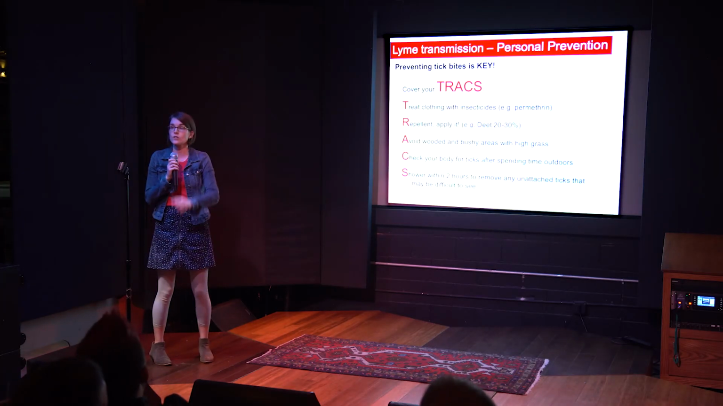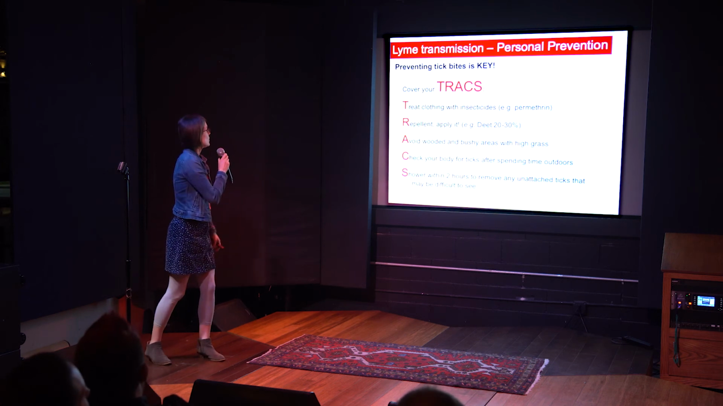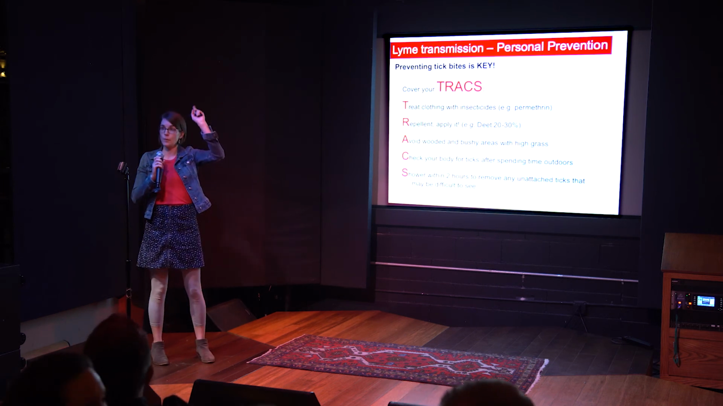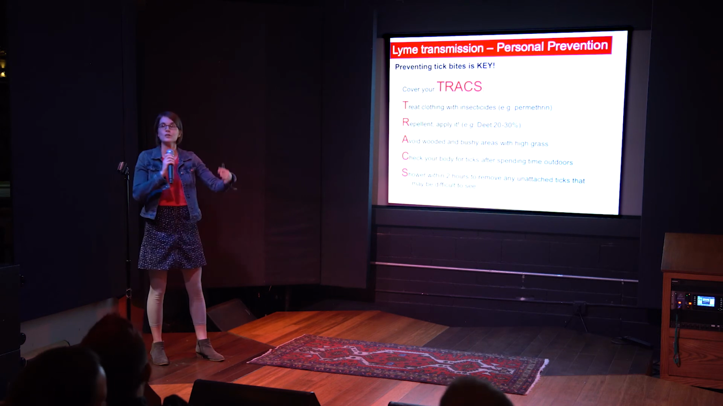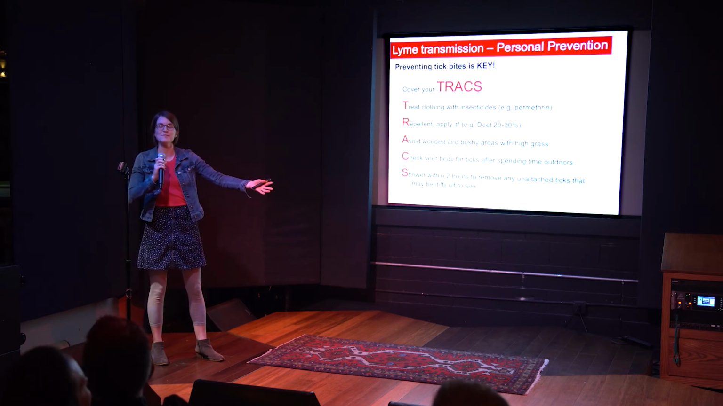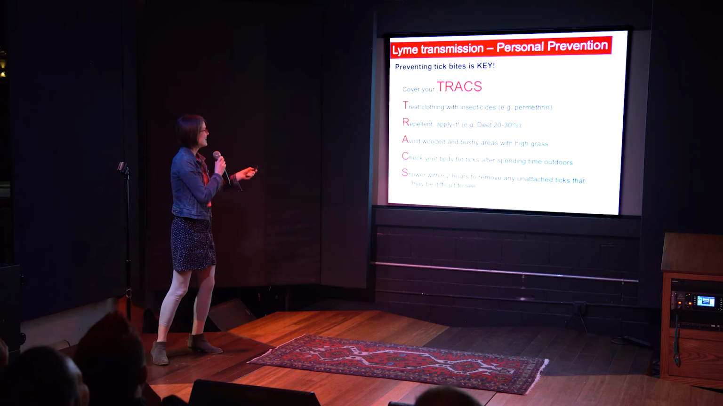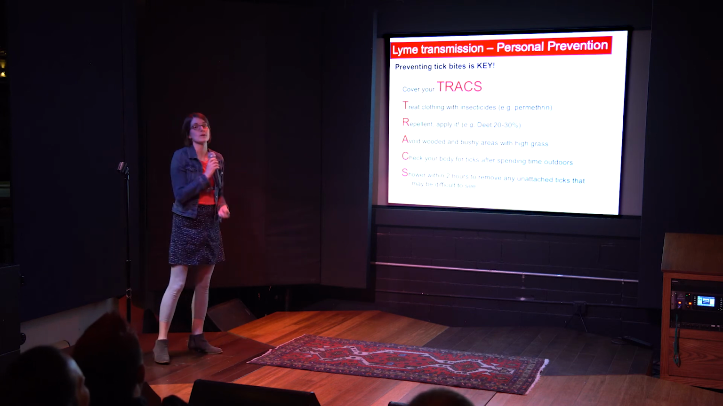All right, let's talk about how to protect yourself from ticks. So, preventing tick bites, number one step: the thing to do is to cover your tracks, which is an acronym I made up today, so feedback welcome. All right, so what you need to do, treat your clothing with insecticides. This is by far the most effective personal protection. You can get permethrin-treated clothing at the store, or you can do it yourself by following directions online. Use repellent. DEET is usually the recommended repellent, but it is not sufficient on its own. Insecticide-treated clothing is really much more effective.